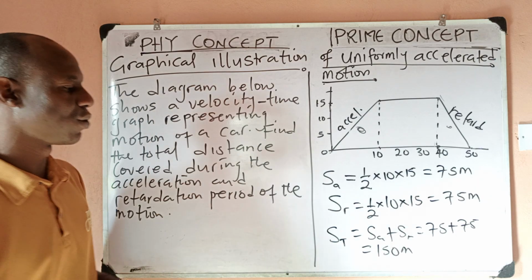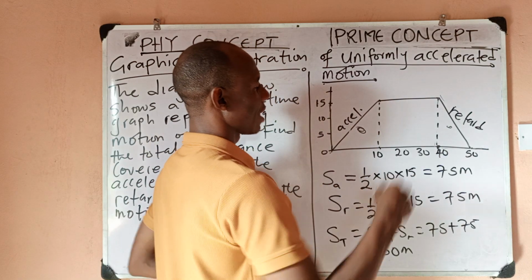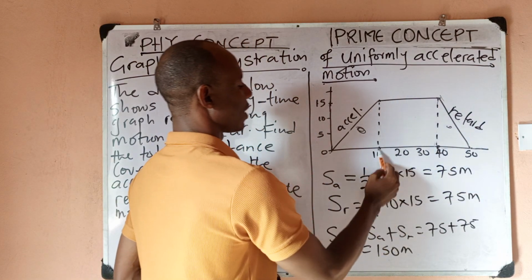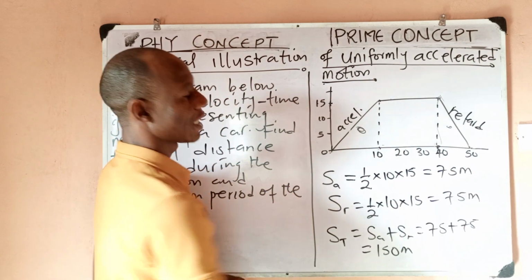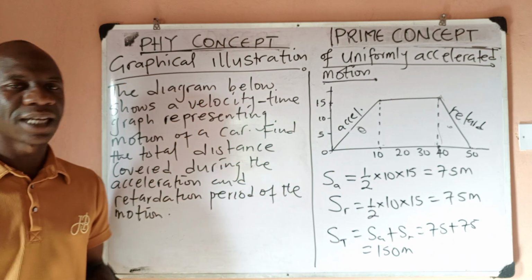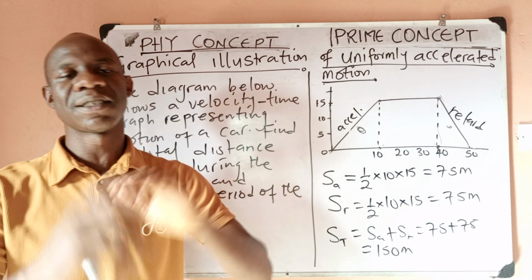But just to help you, all you need more is just to get the area of this rectangle. This is a rectangle. This is a rectangle. So if you can find the area of this rectangle, you add it up to this answer, and it gives you the total distance. Or you can decide to just find the area of the whole trapezium. You get the same result.